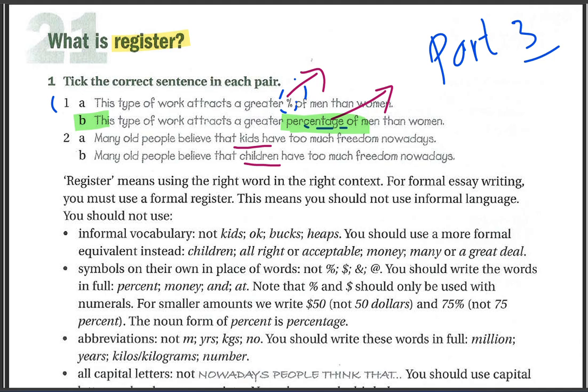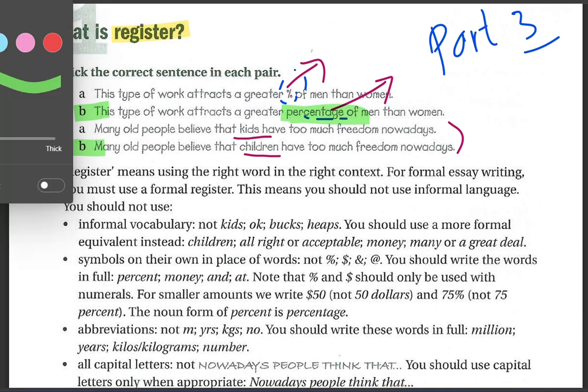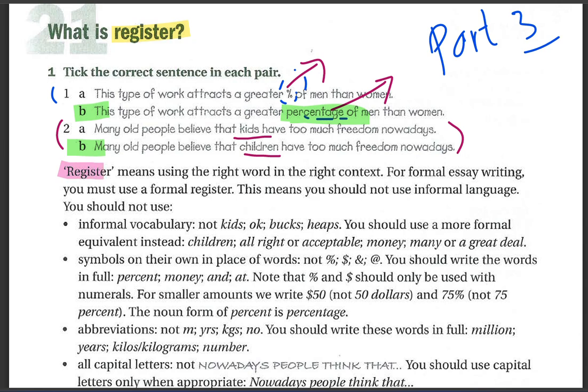So look at the sentence. It's a kind of formal sentence. So it's better to use children instead of kids. Do you have any questions in your mind about these two? Don't worry, in this unit we are going to talk about and answer your questions. So first, let's see what a register is. Register means using the right word in the right context.